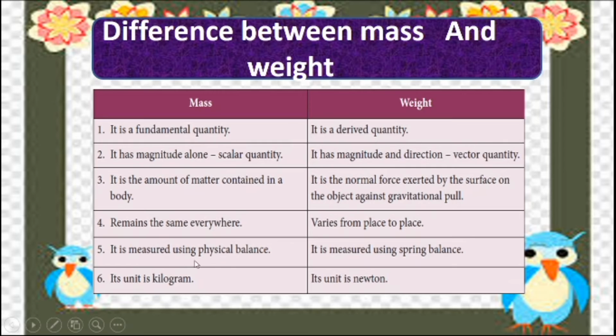Mass is measured using a physical balance. Weight is measured using a spring balance. The unit of mass is kilogram. The unit of weight is Newton.